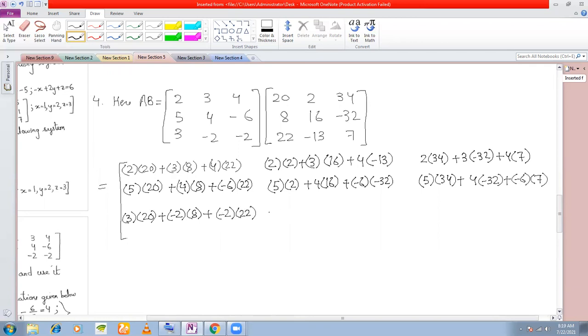Third row, second column: 3 into 2, plus minus 2 into 16, plus minus 2 into 7.